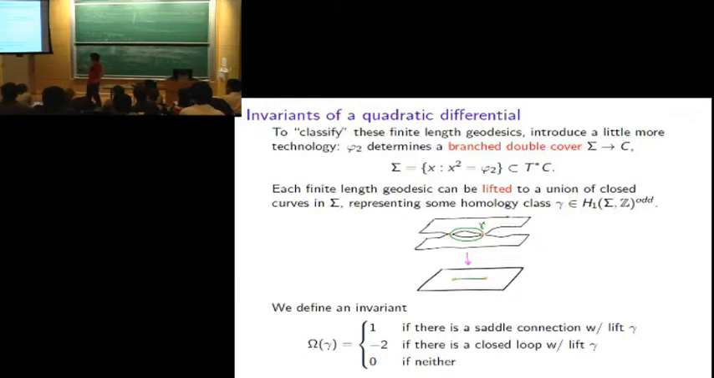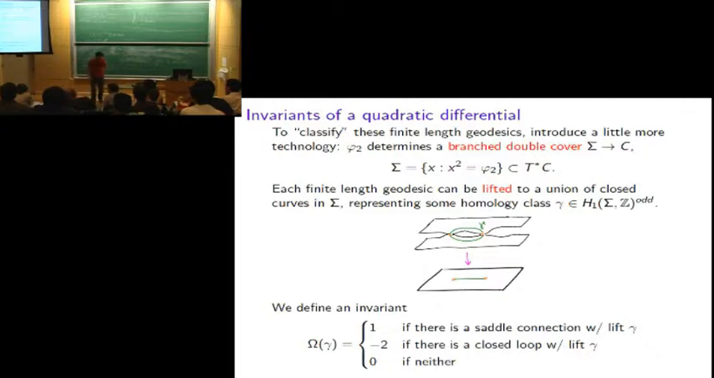So the point is as pictured here. If I have a finite length geodesic that ends on the 2 branch points, when I lift it, it lifts up to 2 curves. I'll take the union of those 2 curves. And those 2 curves are exactly meeting at the endpoints. The branch points are exactly the places where the 2 curves meet. So this thing actually lifts up to a closed curve. And now we can define our invariant.